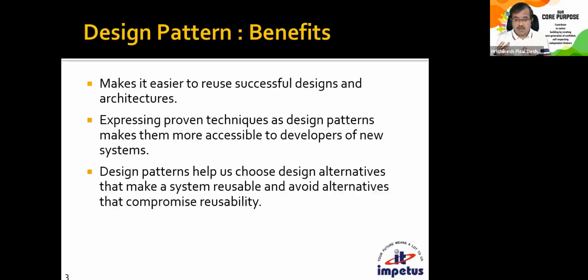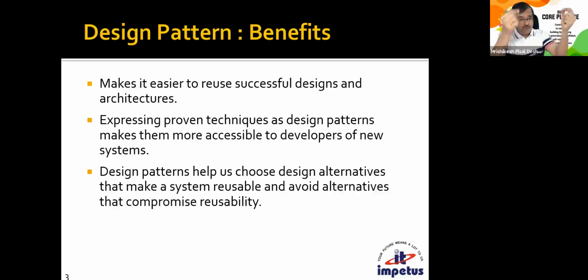We'll take a problem, we'll solve it, and we'll see how the solution improves if I apply some design principles, and then I can reuse the same kind of solution whenever in future I come across the same problem. There are challenges over here. What are the challenges? I'll explain as I go ahead. Design patterns help us to choose design alternatives that make the system reusable and avoid alternatives that compromise reusability. So we know why one design architecture is to be used, and why another is not to be used. We need to have a justification.